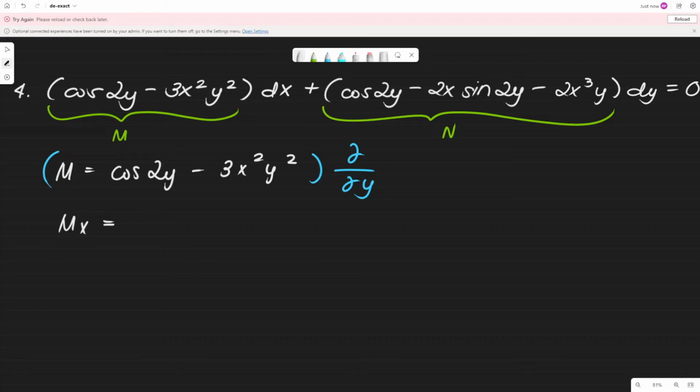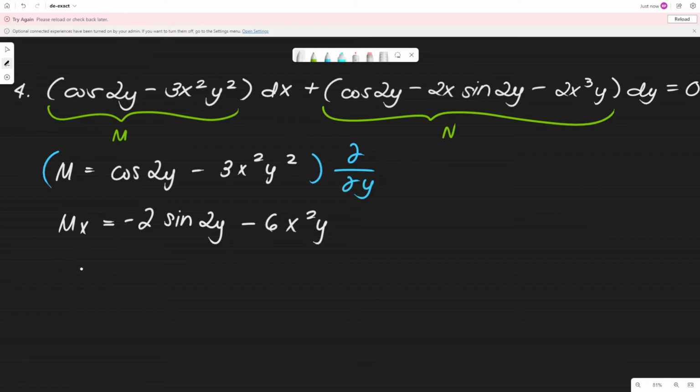derivative of cosine 2y? That is negative 2 sine 2y. Then, since we have y squared here, we will have 2y. So, we have negative 6x squared y. So, that is our m sub y.